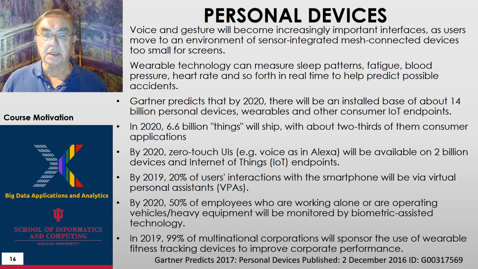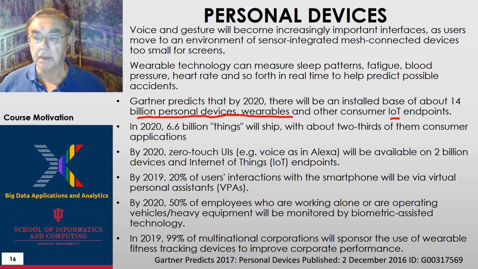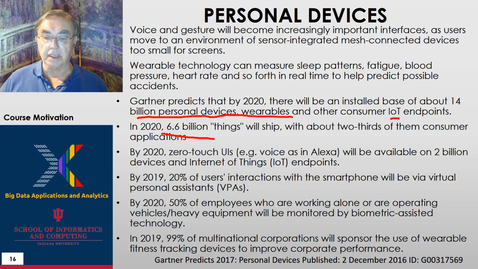Personal devices. So this is a sort of prediction by Gartner of what will happen in the wearable world. 14 billion personal devices, wearables, and other consumer IoT endpoints. Maybe a sensor on your head or something. In 2020, there'll be 6 billion things shipping. That's actually a relatively low number compared to some of the estimates in the past. Two-thirds of them for consumers. Voice will get more important. We've done that already.